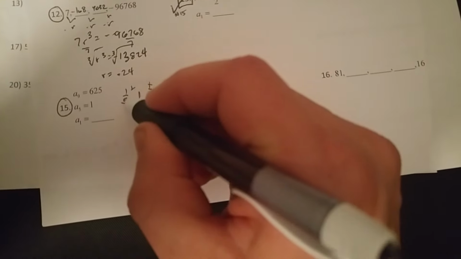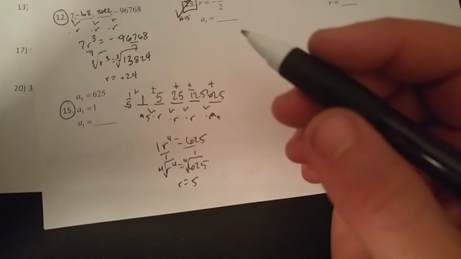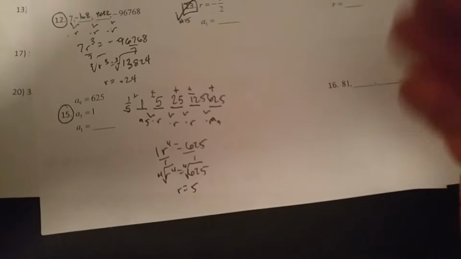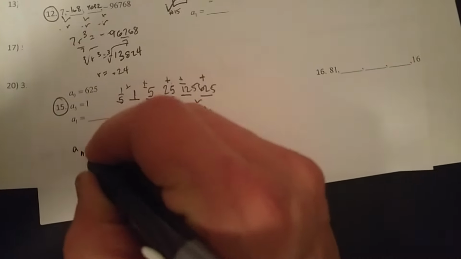So this is going to be 1/5. And then I would go back again, and I would go back again. And so you could do that on your calculator if you wanted. You could just divide by 5 until you get back to a sub 1. Or we can use the explicit formula.